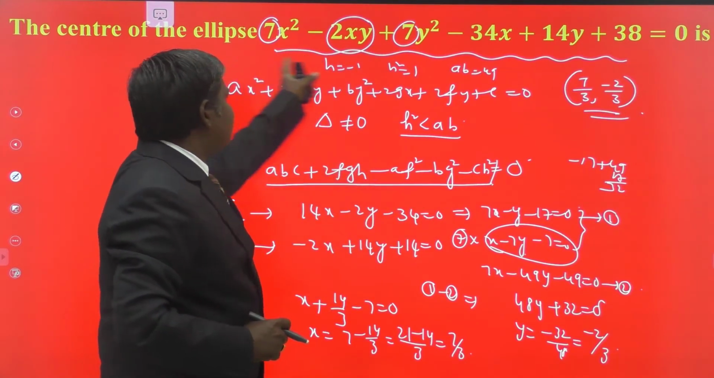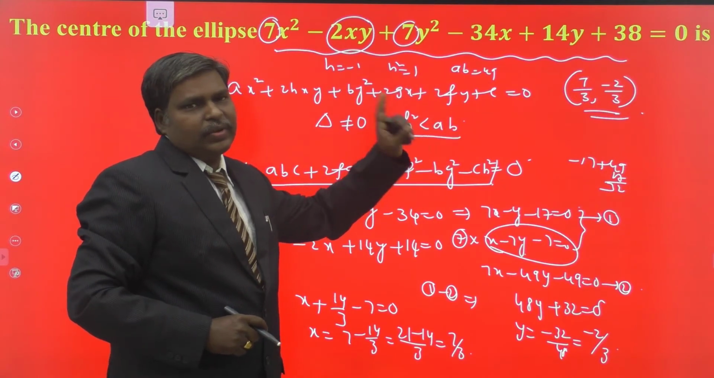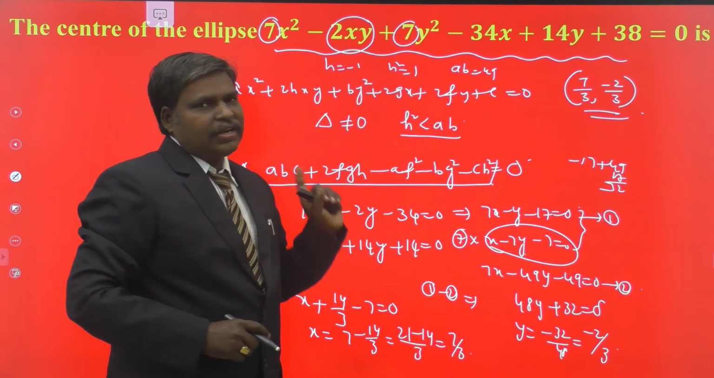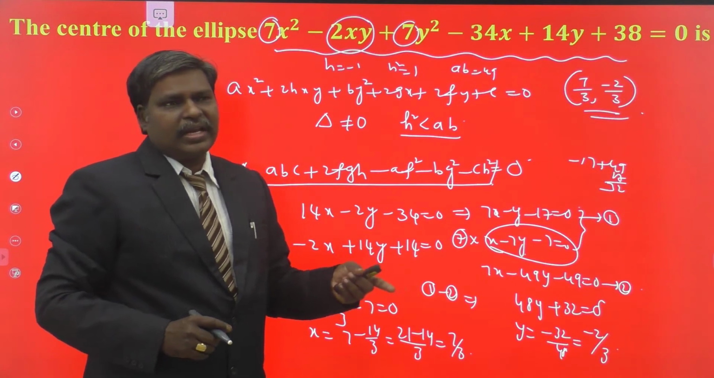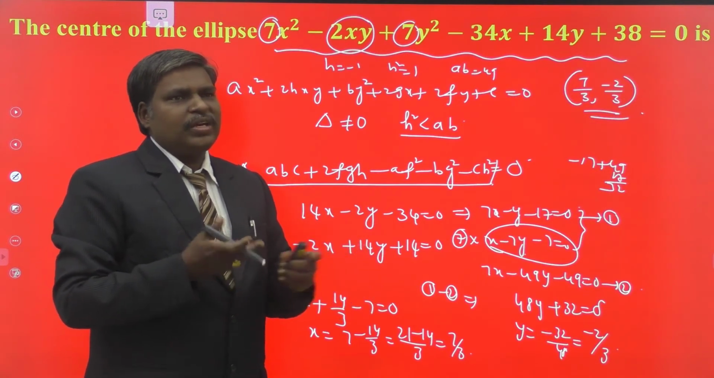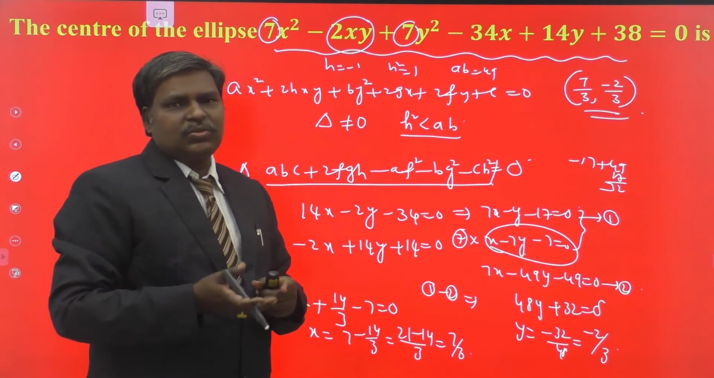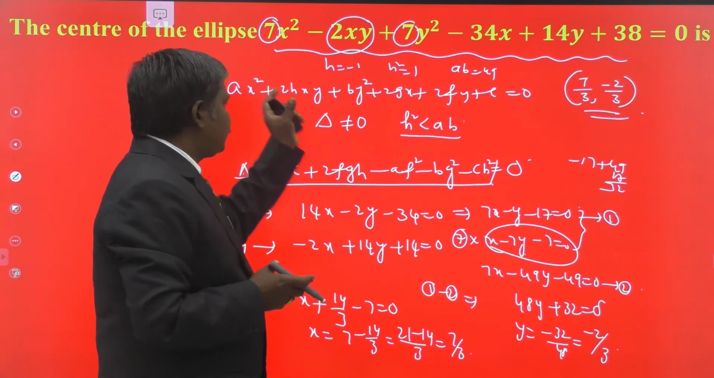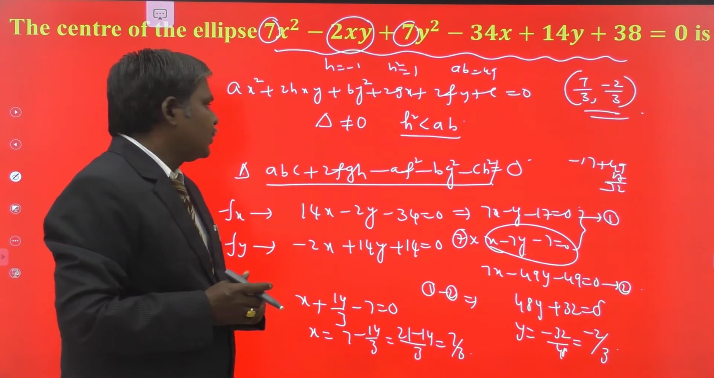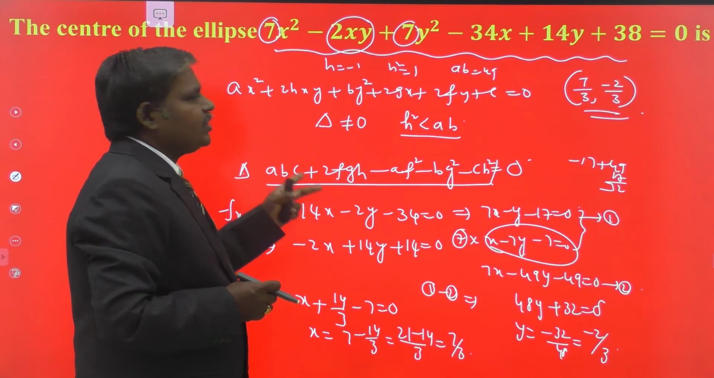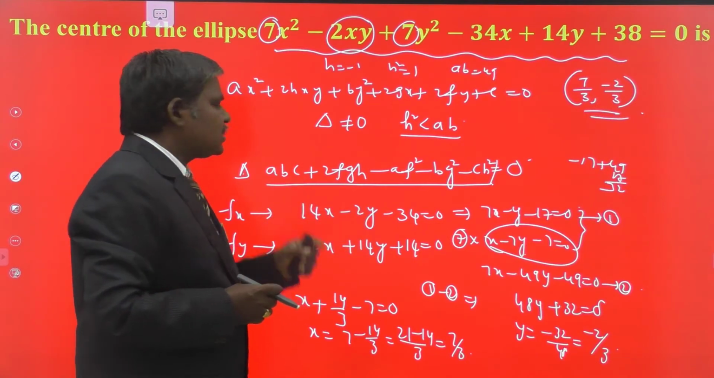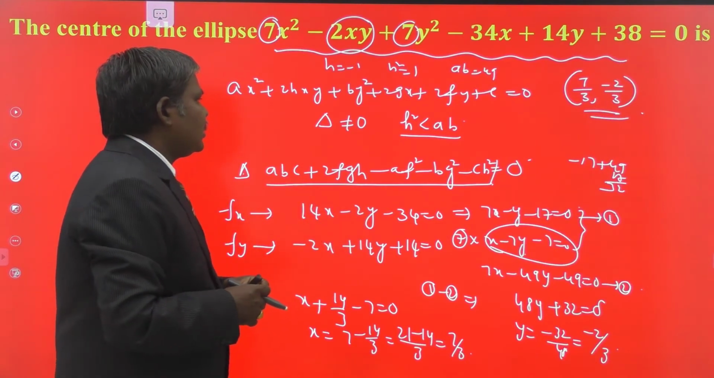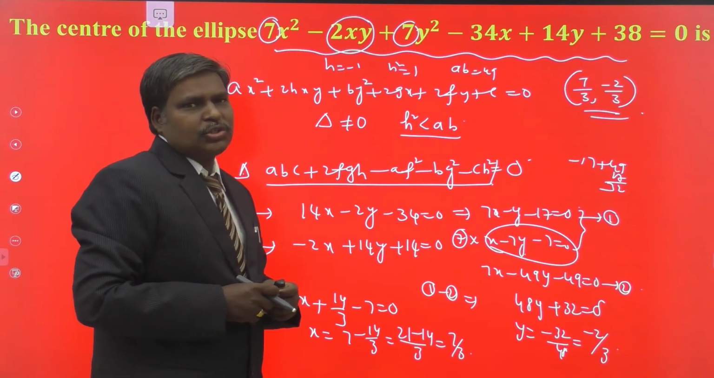So by doing partial derivative with respect to x, we get one axis, and partial derivative with respect to y, we get another axis. We can't say which one is the major axis and which one is the minor axis. Just by observation, we have to do that. Now, by solving these, we obtain the center of the ellipse. So the center is 7 by 3 comma minus 2 by 3.